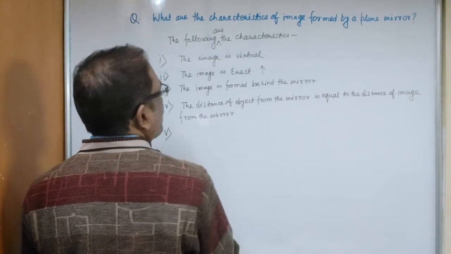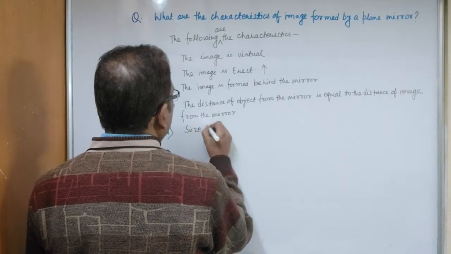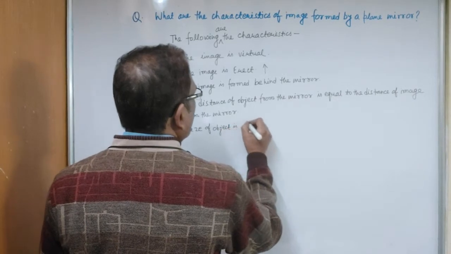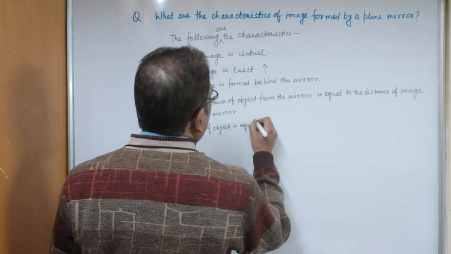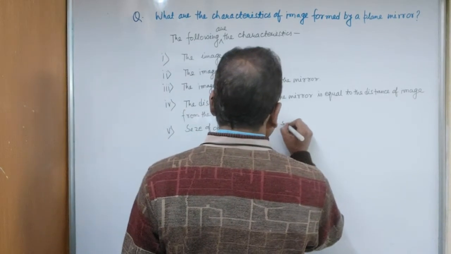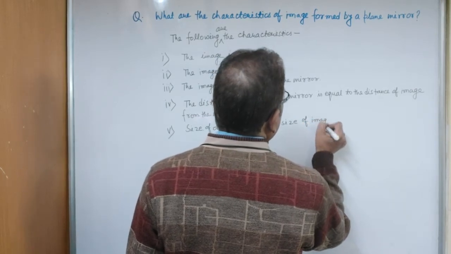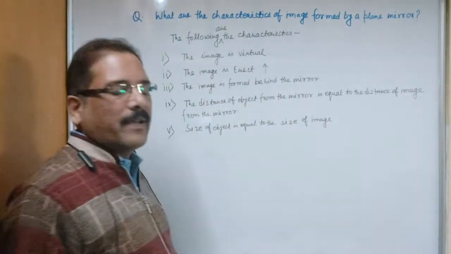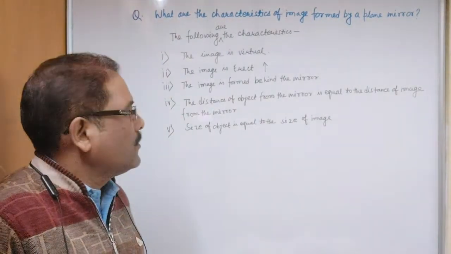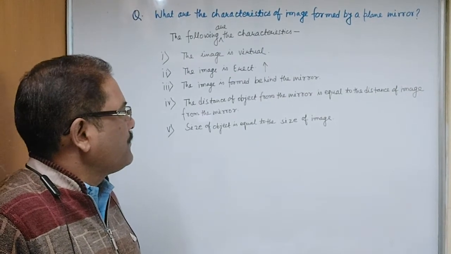And another important point, that size of object is also equal to the size of image. So your face is exactly the same as you are in a plane mirror. So the size of object and the size of image are equal.